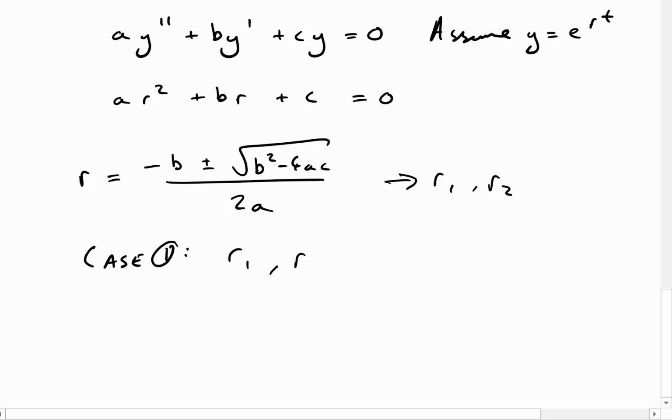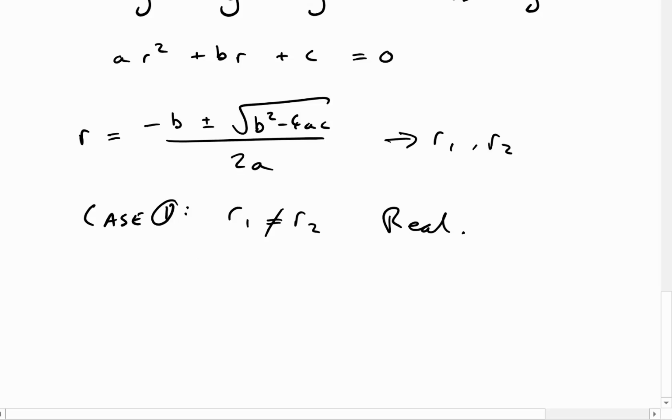The first case is when R1 and R2 aren't the same. So they're not the same, but they are real. You might call them distinct if you like. Distinct just means different. So they're not the same, but they are real. When that's the case, we look for a certain type of solution, and I'll come on to that in a moment.